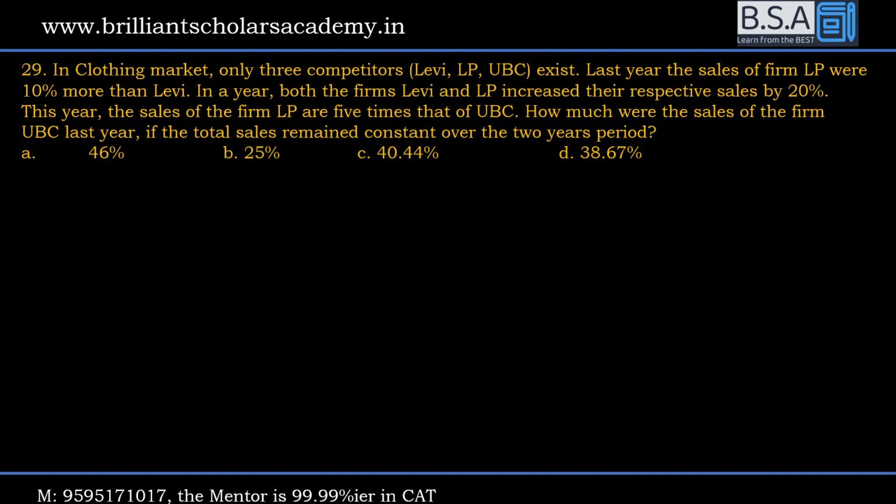In a year, both the firms, Levi and LP, increased their respective sales by 20%. This year, sales of LP firm are 5 times of UBC. How much were the sales of the firm UBC last year if total sales remained constant?